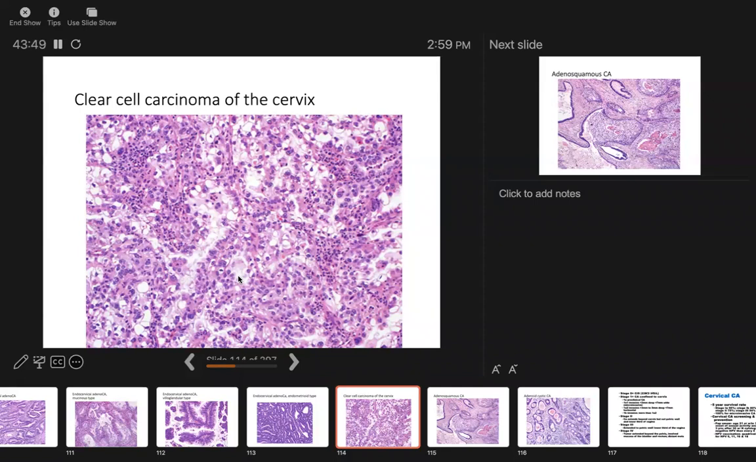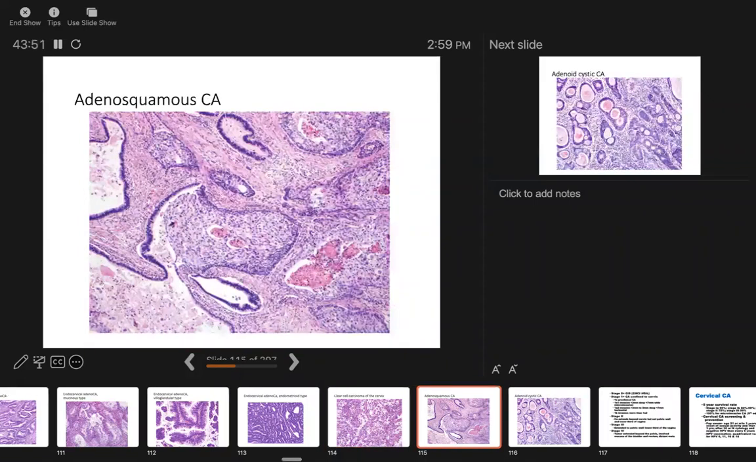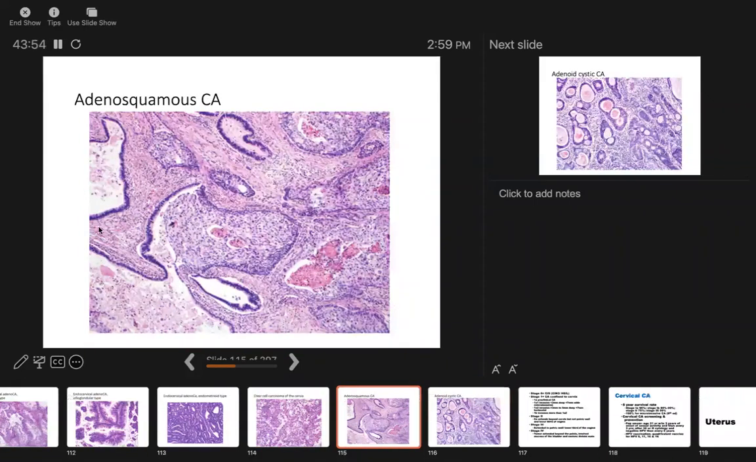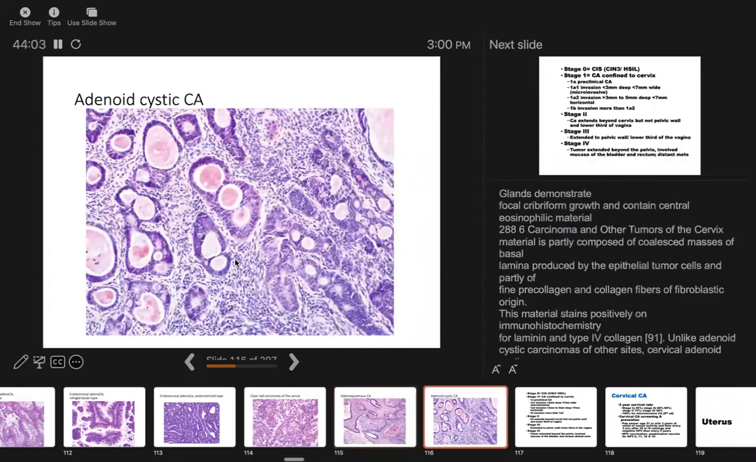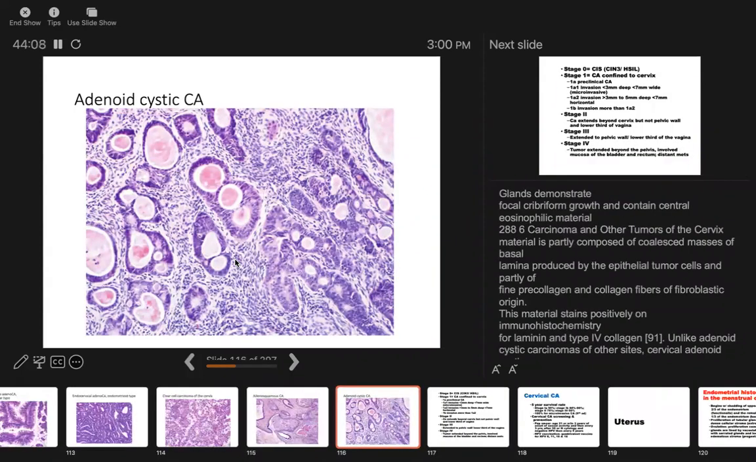Sometimes you may see two patterns in the same tumor. Like here, you have glands on this side, squamous on this side. So that's an example of adenosquamous carcinoma. There are also cases in which you may appreciate a cribriform pattern with eosinophilic material reminiscent of the ones seen in the salivary gland. And this is actually what you call adenoid cystic.